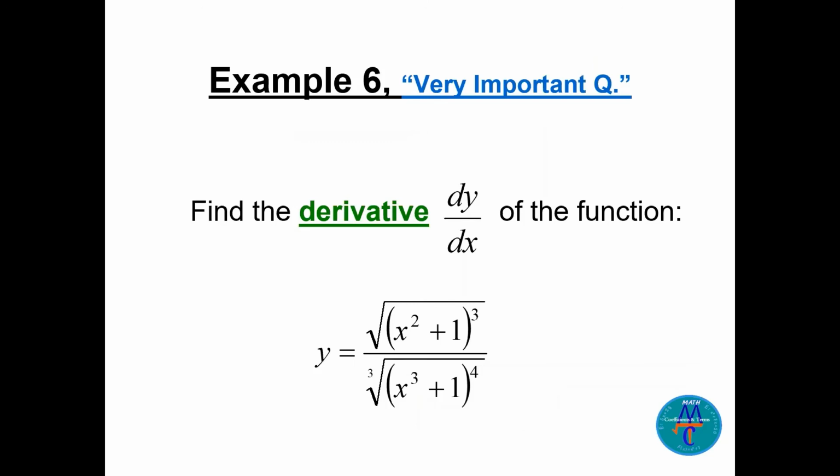Find the derivative of dy over dx. This is a very important question, not easy. You will see now the method. We have y equals the square root of this divided by the cube root of this. And we need y prime or dy over dx. Now look at the method.